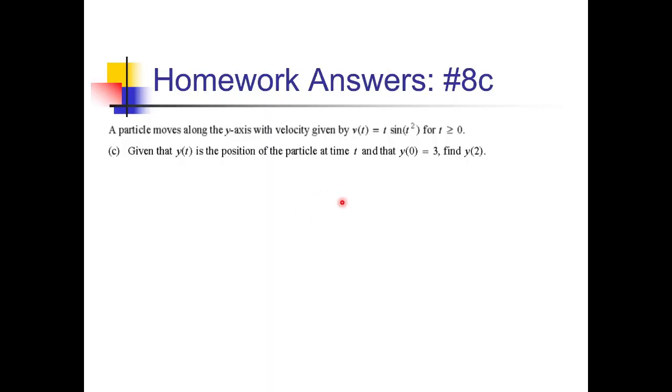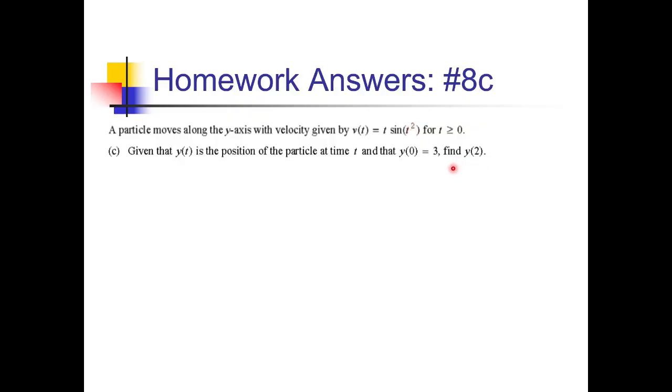For part C on this free response problem, given the v of t function that they gave us, they're asking for if y of t is the position of the particle at time t, they want y of 0 equals 3, they want to know what y of 2 is. So basically they're giving us the initial value of some function and its derivative, and they want a new value. So we're going to use our fundamental theorem here.